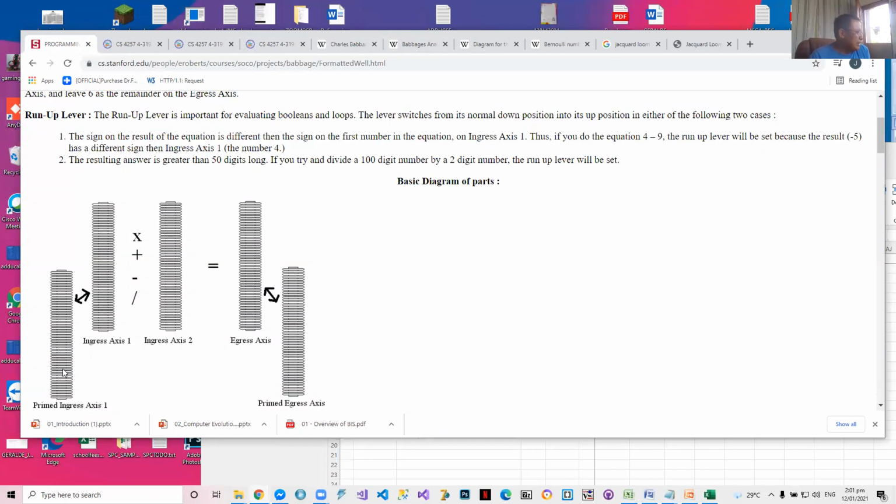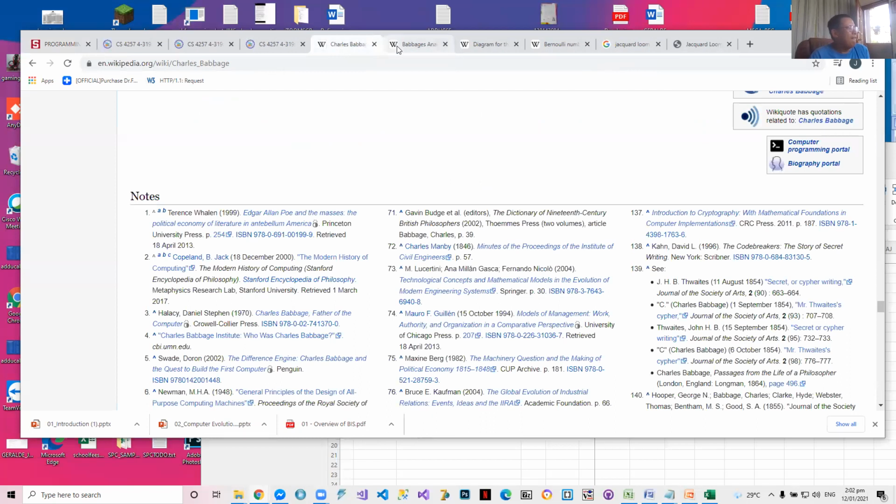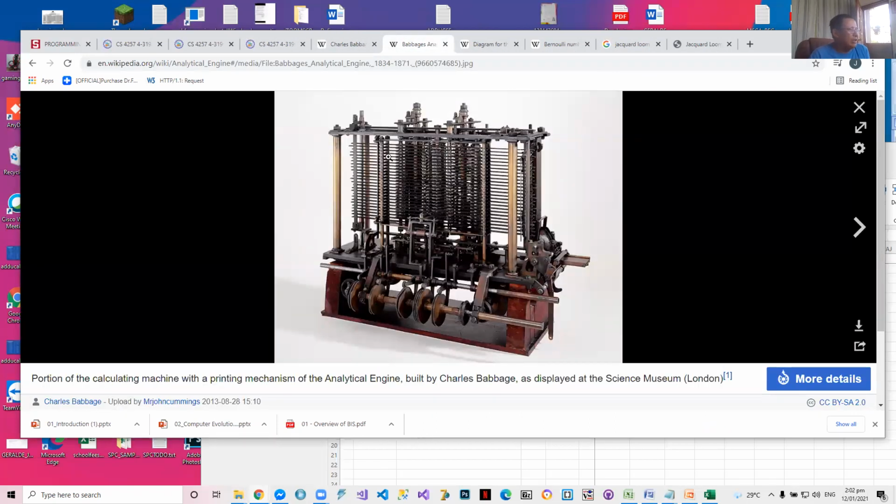So this one has an ingress axis: axis 1, axis 2, and an egress axis. Axes are wheels. Do you follow? This is ingress axis 1, ingress axis 2, and the egress axis. There's a prime egress axis at the last, and a prime ingress axis at the bottom, at the first. There are rotating wheels.